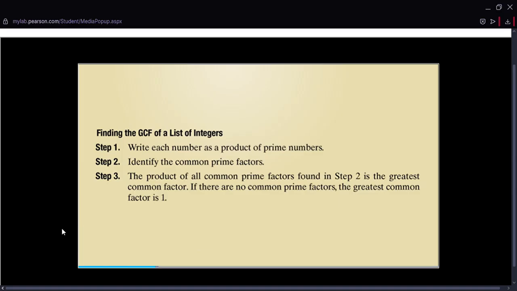But that's step 1, write each number as a product of prime numbers. Step 2, identify the common prime factors. And step 3, the product of all common prime factors found in step 2 is the greatest common factor. If there are no common prime factors, the greatest common factor is 1.